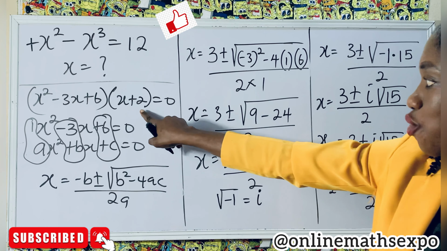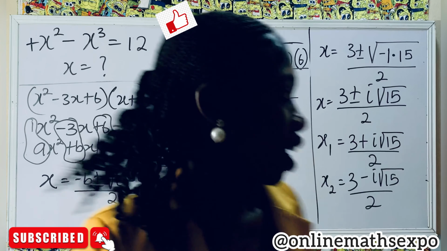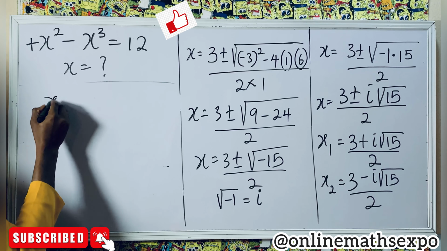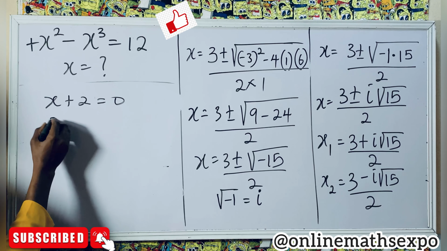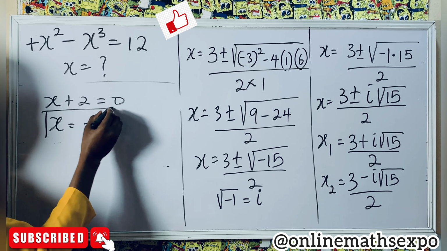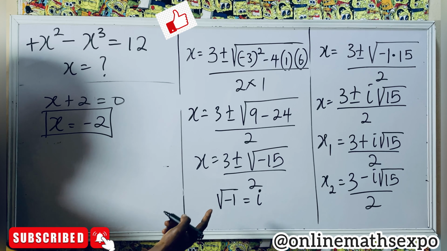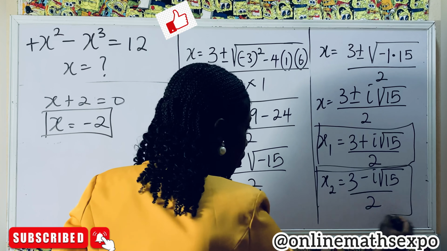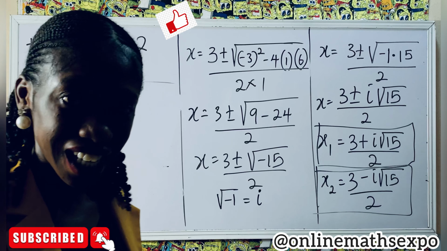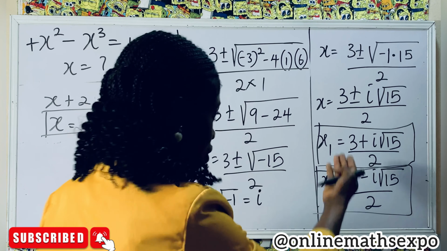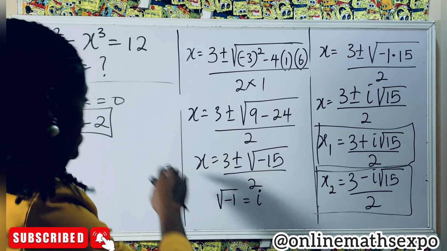Now let's go to the real value, which is x plus 2. To do that, we are going to have x plus 2 is equal to 0. So in that case, x is equal to, subtract 2 from both sides, we have -2. So this is the real value of this. And in that case, we have these as the values of x for this particular equation. Remember, it is cubic. And if it's cubic, it means you are going to have 3 values of x, which we've gotten. 2 are complex, 1 is real.